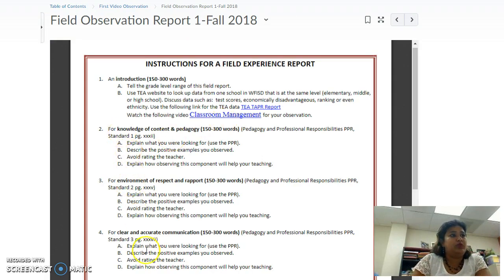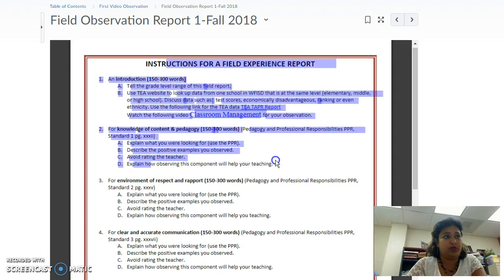So for each of these sections, you're going to explain what you're looking for. A small paragraph about where the PPR standards are. If you don't have that, you're going to lose those points, complete points. Positive examples: I'm not looking for 10 examples. 1, 2, or 3 examples are more than enough. Sometimes even 1 or 2 is great. Explain the examples, not the standard. Explain the connection. How do you see it happening? And how does this help you in your teaching?